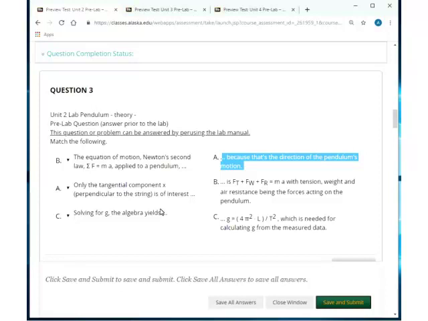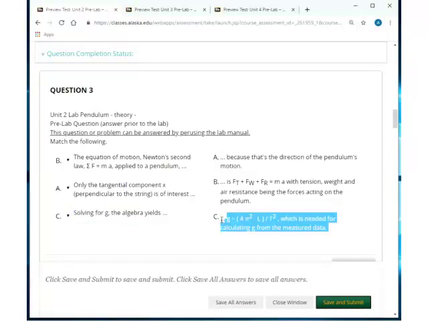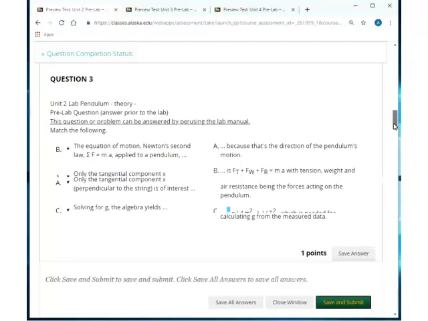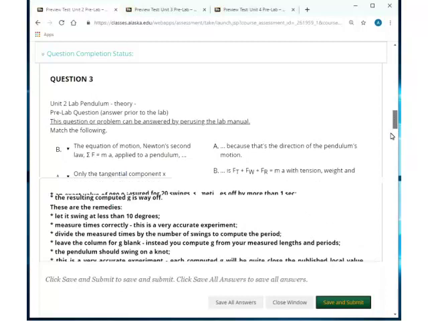Solving for g, the algebra yields this equation, and that's what you have to check, where g is at this point not 982 centimeters per second squared, but it's the unknown. And of course, as you're determining it throughout the experiment, you should be getting pretty close to the expected 982 centimeters per second squared.